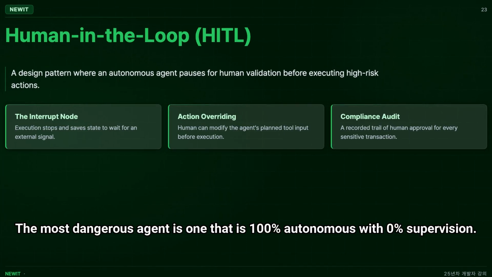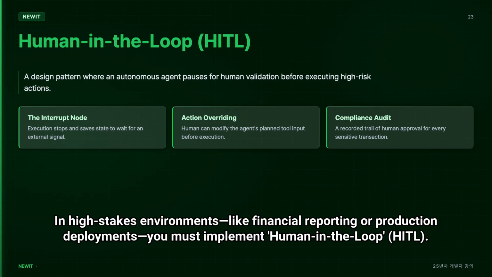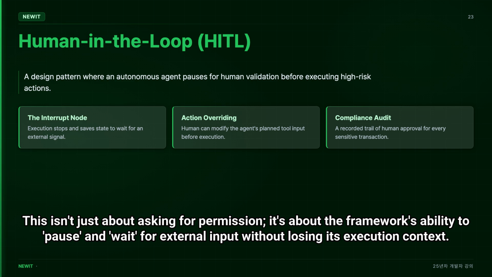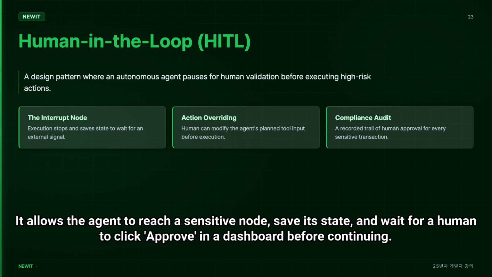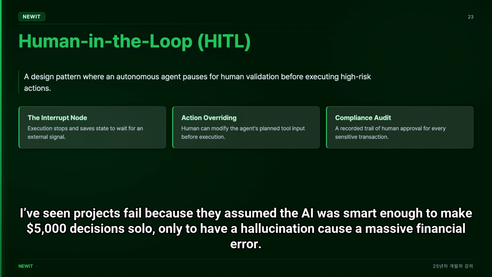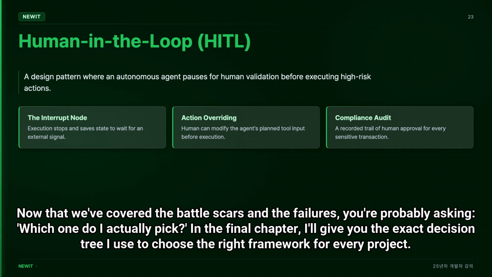The most dangerous agent is one that is 100% autonomous with 0% supervision. In high-stakes environments like financial reporting or production deployments, you must implement human-in-the-loop, HITL. This isn't just about asking for permission. It's about the framework's ability to pause and wait for external input without losing its execution context. LangGraph's interrupt feature is a gold standard here. It allows the agent to reach a sensitive node, save its state, and wait for a human to click a dashboard before continuing. I've seen projects fail because they assumed the AI was smart enough to make 5,000 decisions solo, only to have a hallucination cause a massive financial error. Production-grade agents in 2026 treat humans as just another special node in the graph.